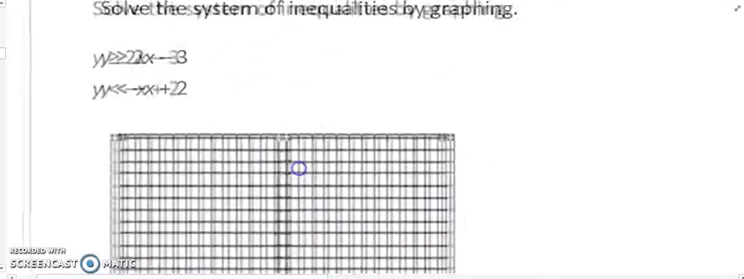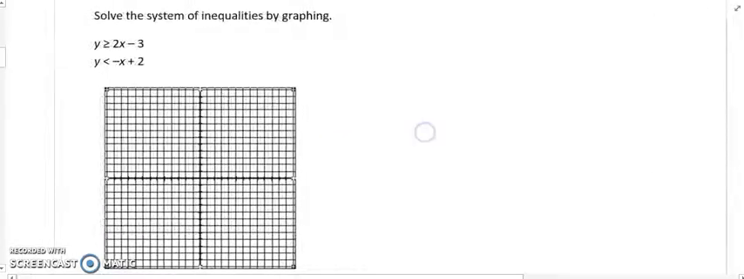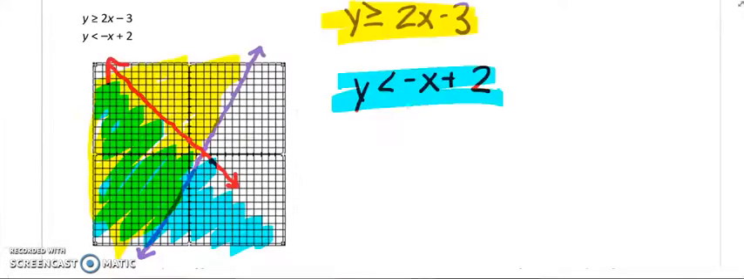So these are all already in y equals mx plus b form. We're going to graph both of these equations and then shade, and then we'll find the overlap. Okay, since they were already in slope-intercept form, I went ahead and graphed, and you might have to pause to do this, but I went ahead and graphed this one in red. This started at -3, and then a rise of 2 and a run of 1.